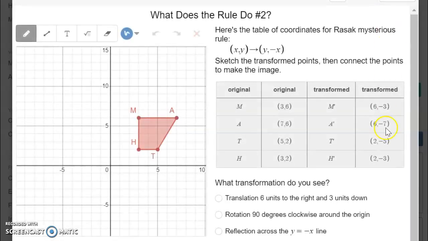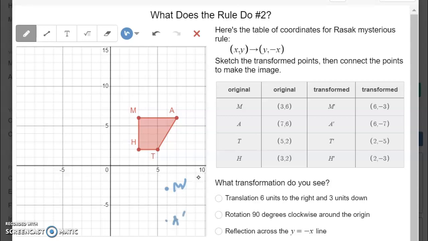All right, and then we're going to move on. Okay, so now, here we go. Sketch the transform points. So now you're going to draw 6, negative 3. Where is 6, negative 3? 6, negative 3 is right there. That's my M prime. And 6, negative 7 is right here. And that's my A prime.